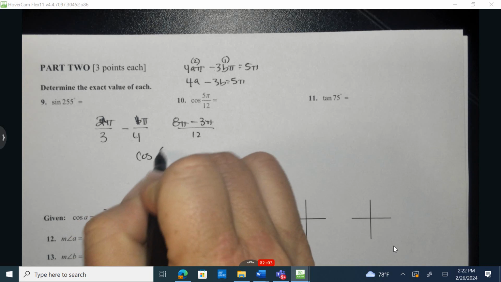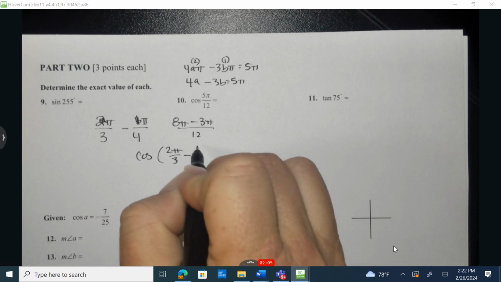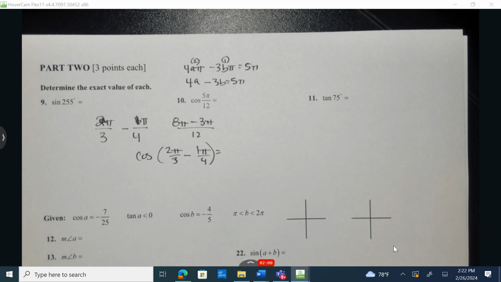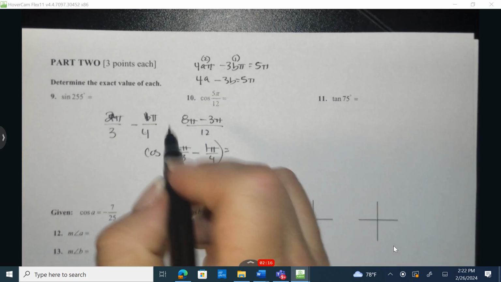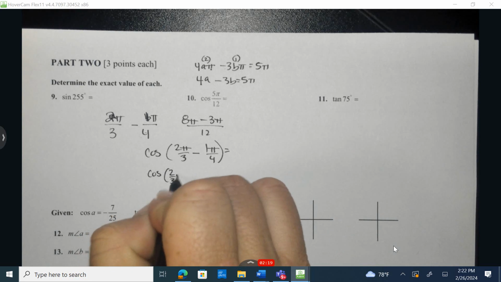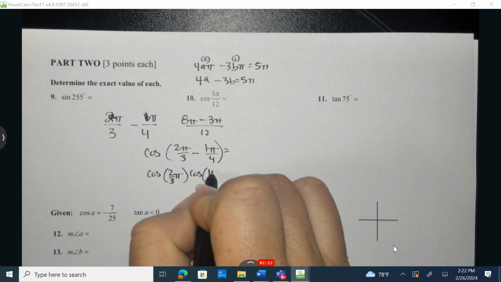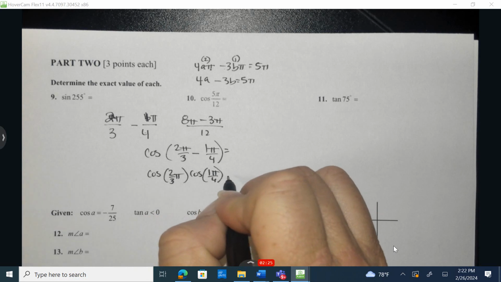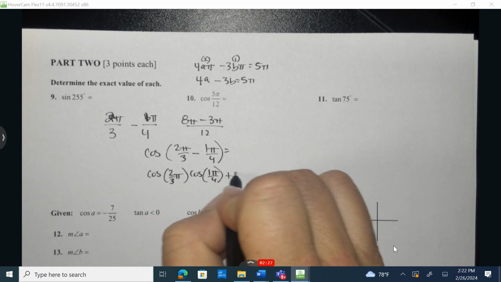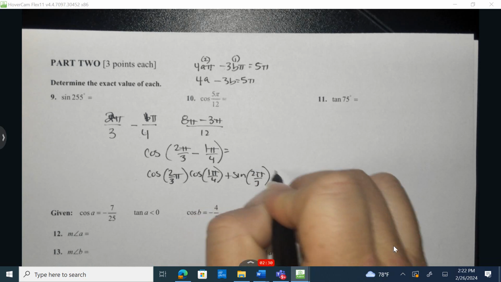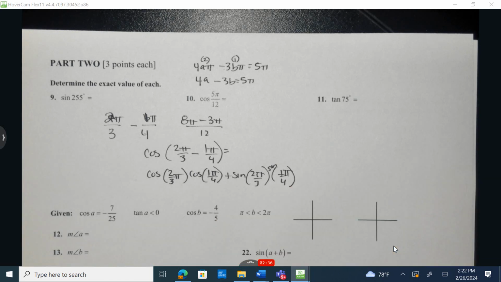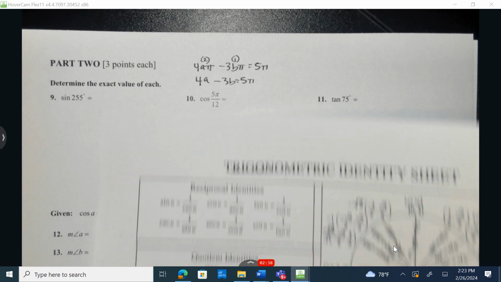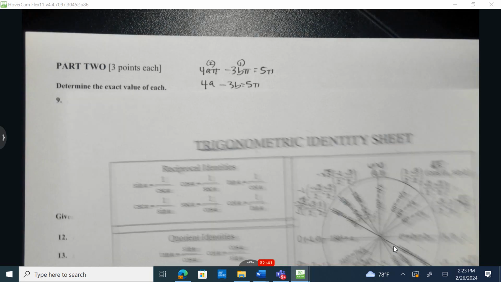We're going to have the cosine of 2 pi over 3 subtract 1 pi over 4 equals, I'm going to grab that cheat sheet. When I'm subtracting with cosines, it's going to be cosine cosine plus sine sine. So the cosine of 2/3 pi times the cosine of 1/4 pi. And I just want to make sure here that we are then going to add the sine of 2/3 pi times the sine of 1/4 pi. Okay, what is the cosine of 2/3 pi? The cosine of 2/3 pi is negative 1/2.